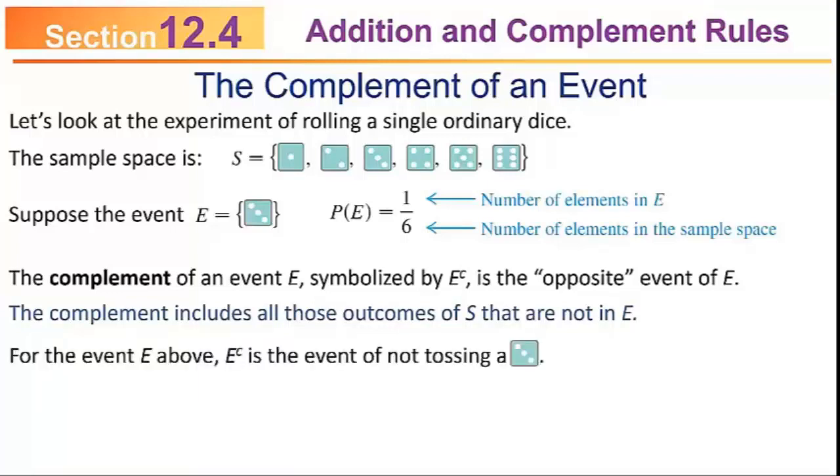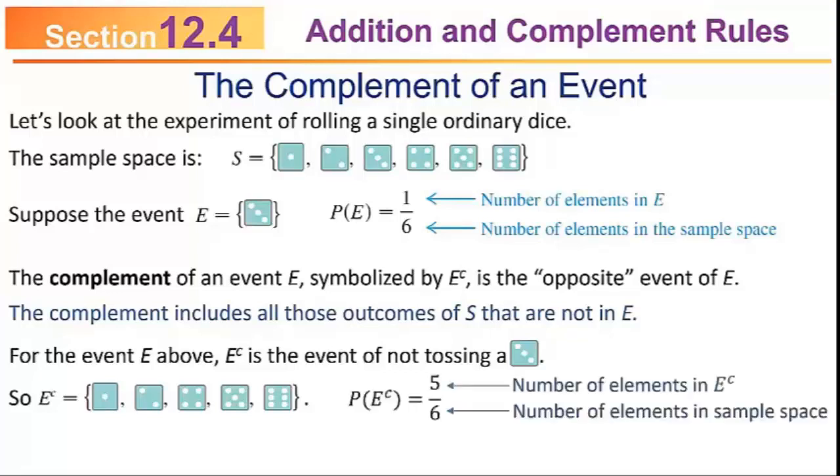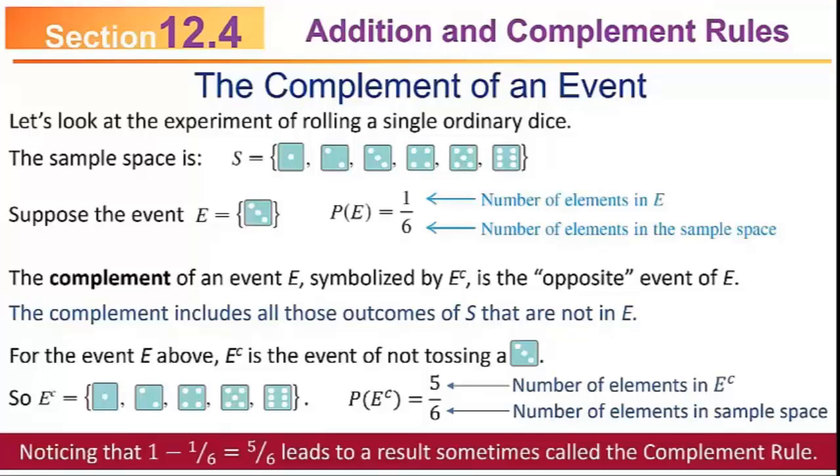So if we're talking about the problem we did above, if the event E was getting a 3, then E complement is not getting a 3. So in this case, if we wanted to write out E complement, it would be everything except 3. So it would be 1, 2, 4, 5, or 6. So when we're talking about the complement of an event, that's what we mean. Everything but what makes up the event. There are 5 things that aren't 3s out of a possible 6, so you get 5/6. And notice that the probability of getting a 3 is 1/6, and the probability of not getting a 3 is 5/6. And that's not a coincidence.